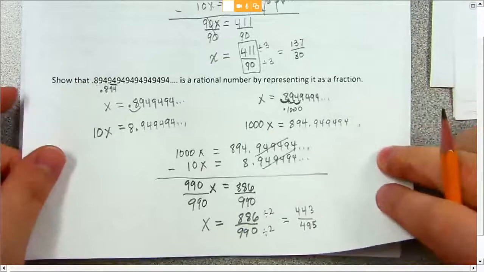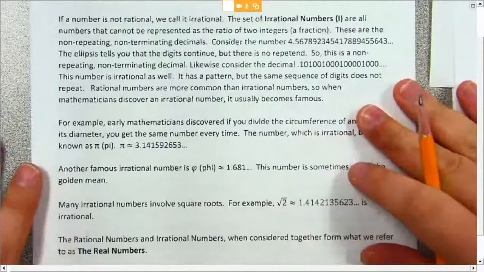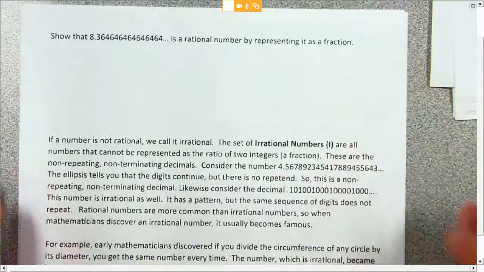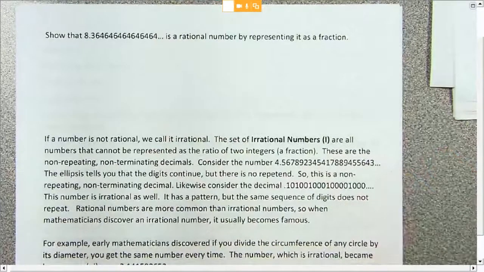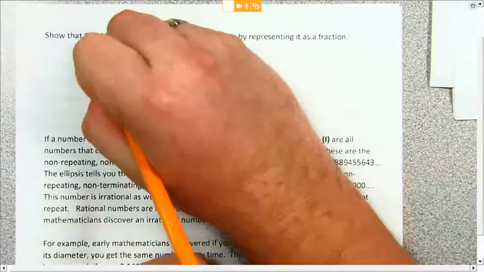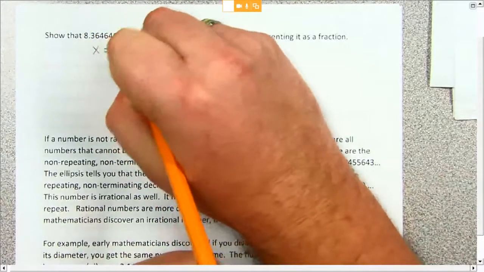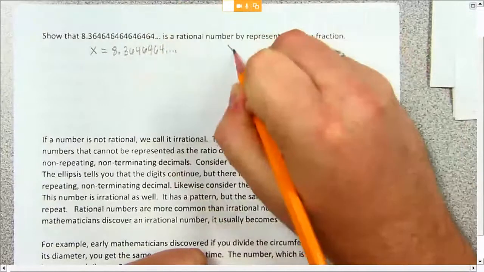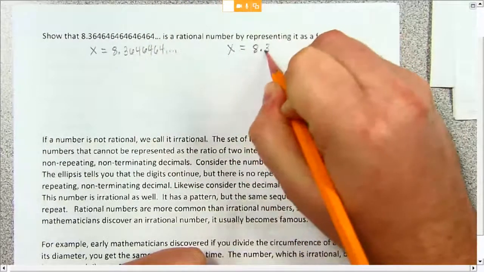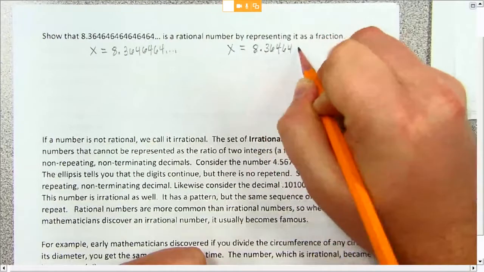Okay, let's try another one. Let's try one more. I wanted to do 3 of these because I wanted to make sure that we do a variety of types. So here's one that says show that 8.3646464 is a rational number by representing it as a fraction. So I'm going to say x is equal to 8.3646464, goes on forever.